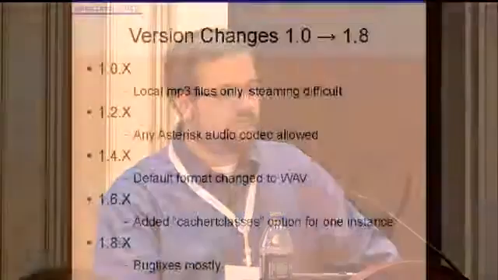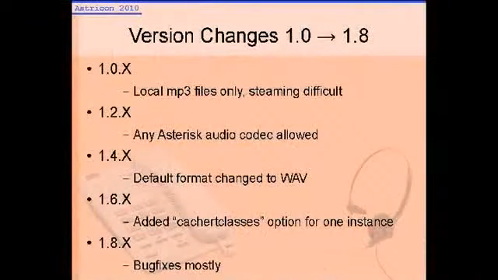Now the version changes, not really that much has changed in music on hold since 1.0. In 1.0 it was MP3 files only. Streaming was pretty difficult to get set up and running. With 1.2 they changed to allow any codec to be used for files. So any codec Asterisk could use, from G729 to GSM to ULAW, all of them would work. In 1.4, the default format changed to WAV.